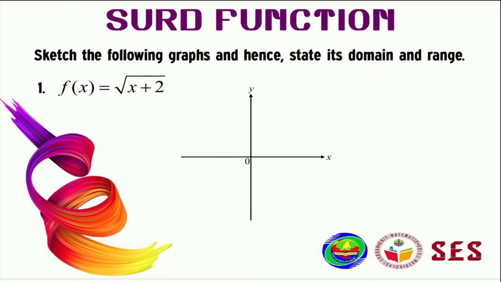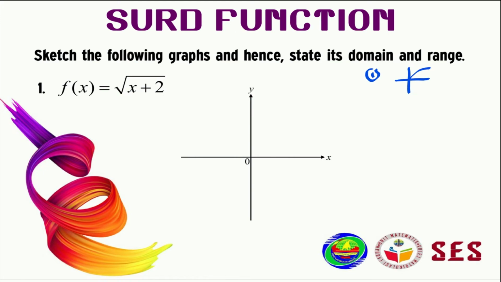Let us consider the first example. Sketch the following graph and hence state its domain and range. First, we need to determine its shape. We have f(x) equals the square root of x plus 2. To determine the shape, we need to look at the coefficient of x. This is positive x, and in front of the square root sign we also have positive 1, which means the graph is in the first quadrant.